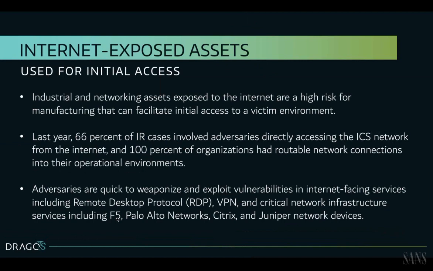Parasite, Magnallium, and Xenotime, these are all the groups that we mentioned previously that are of interest to these manufacturing asset owners and operators. Alanite is another activity group that we track as well, who has not demonstrated targeting of manufacturing, but does use these internet exposed assets and networking infrastructure for initial access. So last year, 66% of incident response cases that Dragos responded to involved adversaries directly accessing the ICS network from the internet, and 100% of organizations had routable network connections into their operational environments.